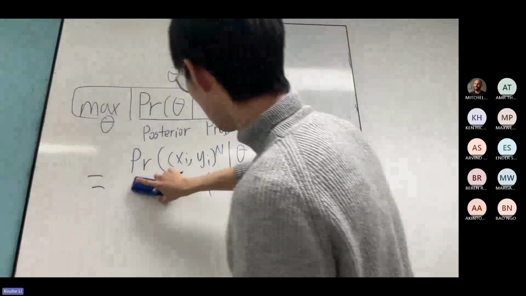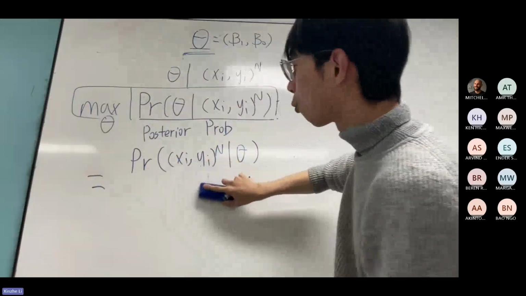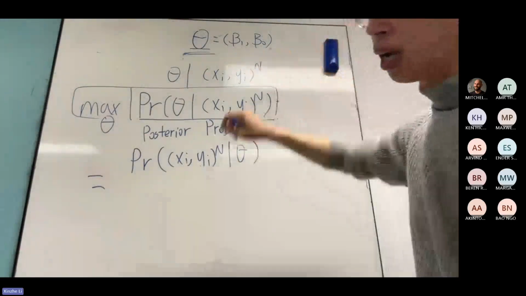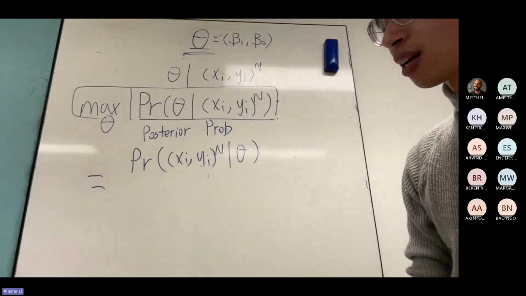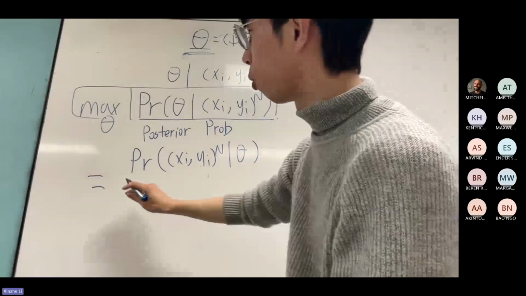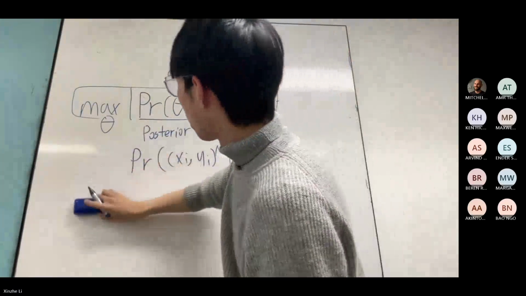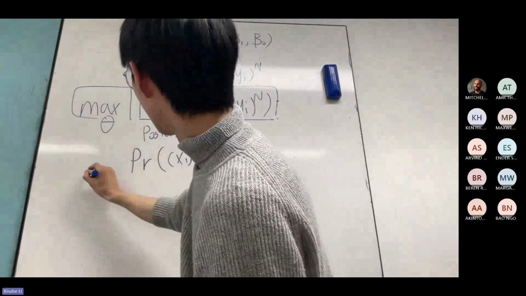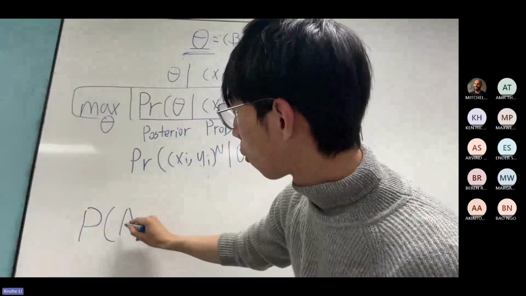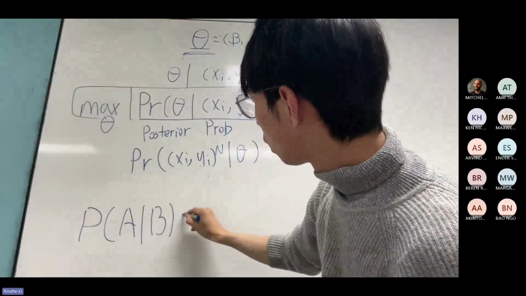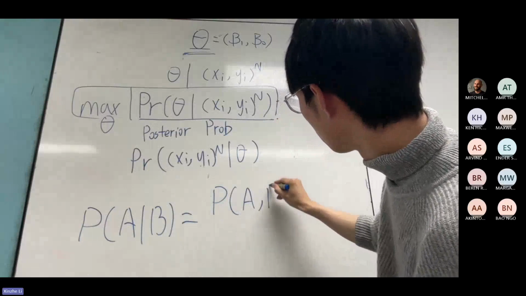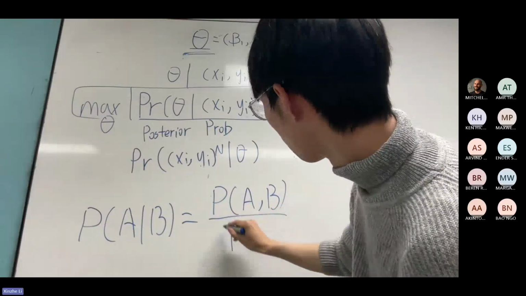This is actually, I would say, the most important theorem in the statistics, or in half the world of statistics. It's called Bayes' theorem. What does Bayes' theorem tell us? Probability of A given B equals probability of AB divided by probability of B.